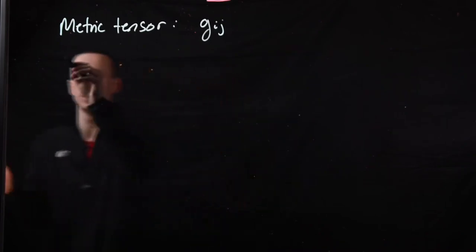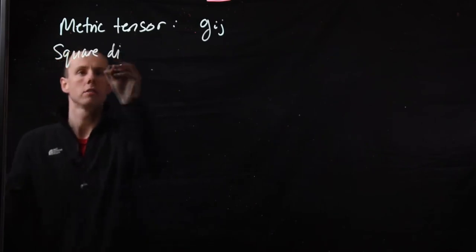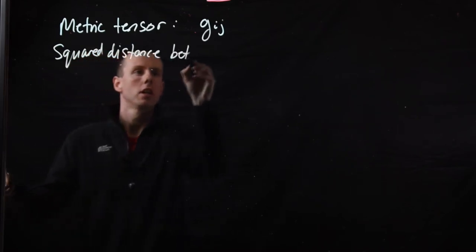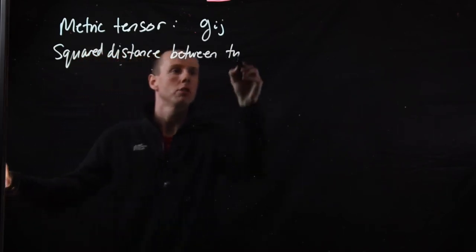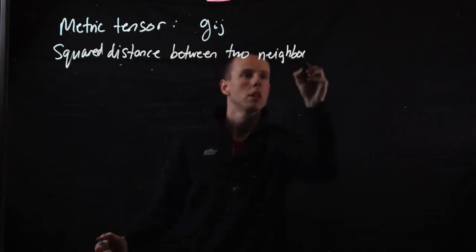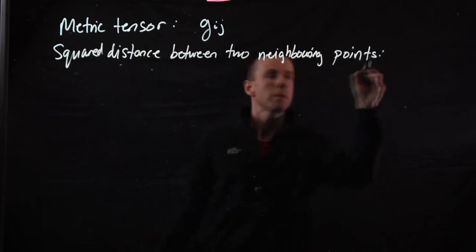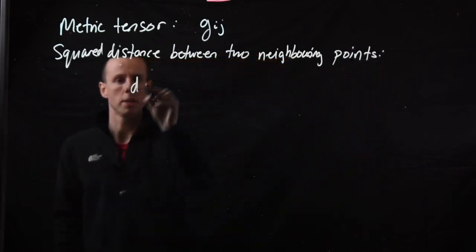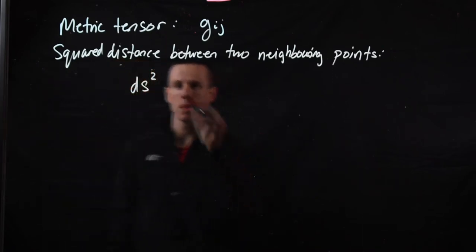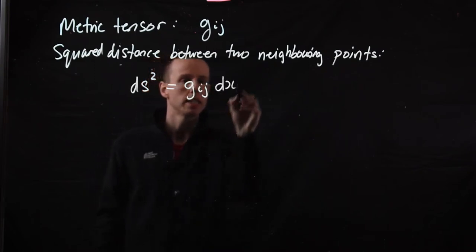In particular, the squared distance between two neighbouring points in the space is given by, so typically we call that squared distance ds squared, and it's given by gij dxi dxj.